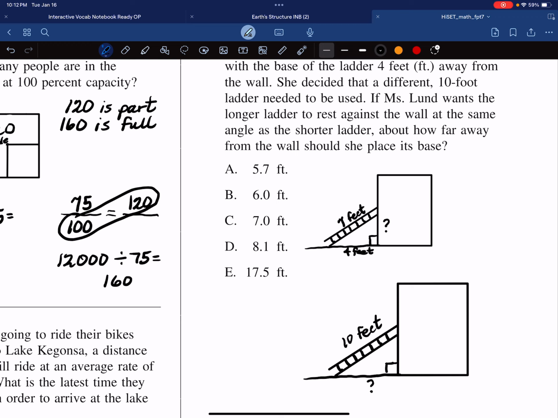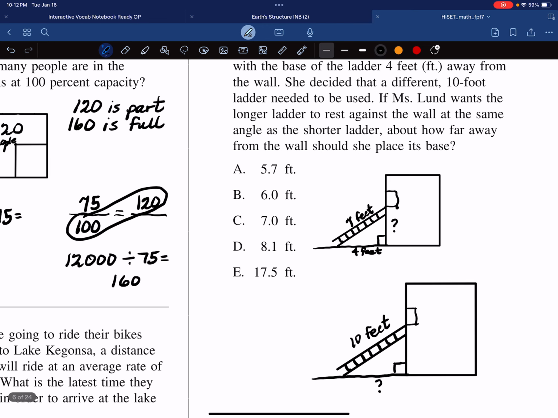So we don't want this ladder to be steeper. We want it to be exactly the same place on the building. We don't want to change that distance. Maybe this is a window, and we need to get to that window. The window's not going to move. We're just moving a different ladder into view.